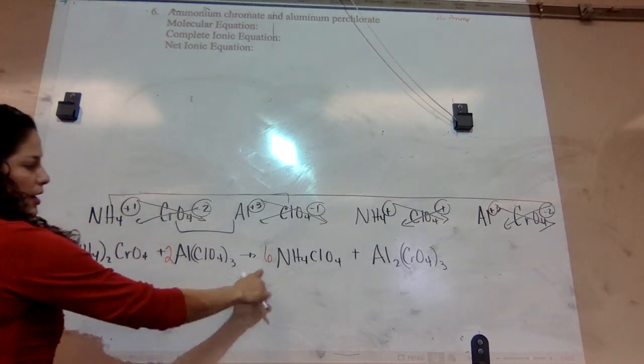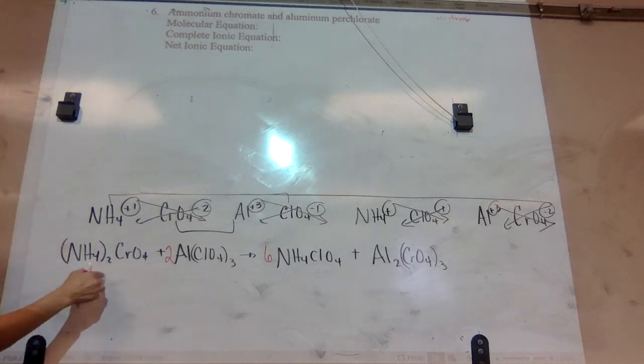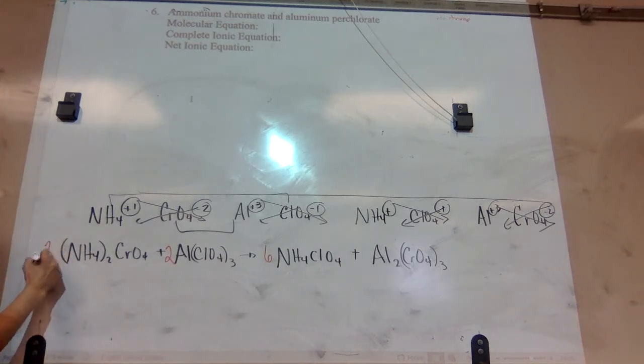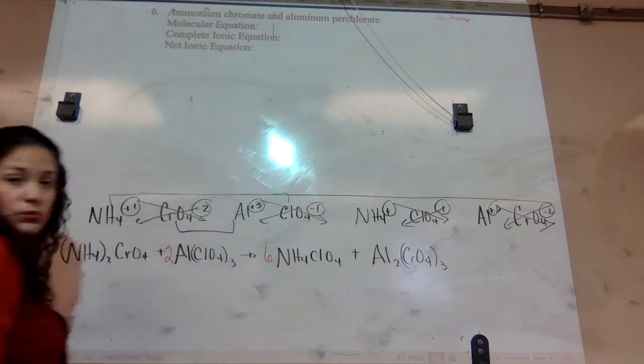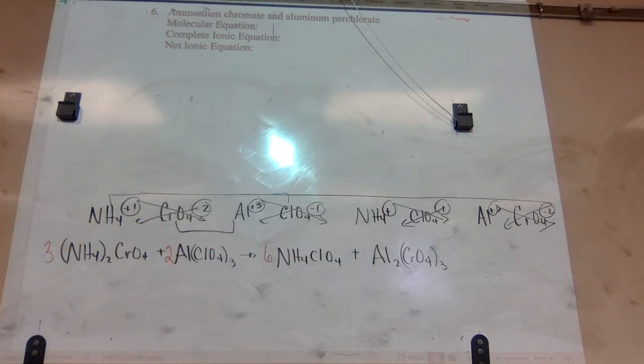Okay, so now I have 6 ammoniums, and I only have 2. So I put a coefficient of a 3 here. That gives me 6 ammoniums, 3 chromates. I got 3 chromates. Perfect. I'm now balanced. Okay, so now that I'm there, I want to go and look at the solubility chart.